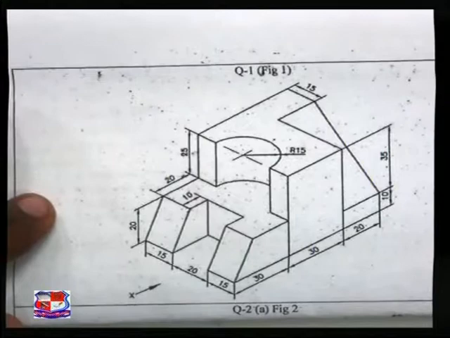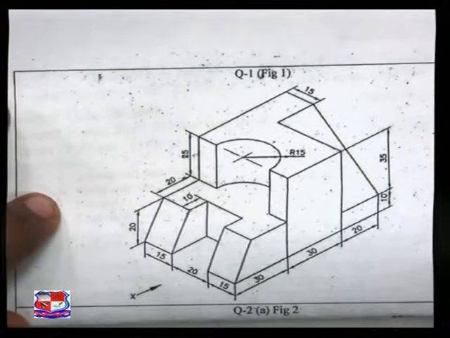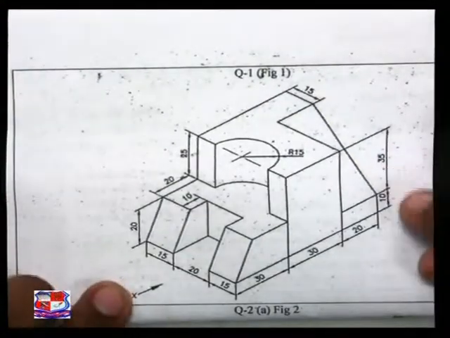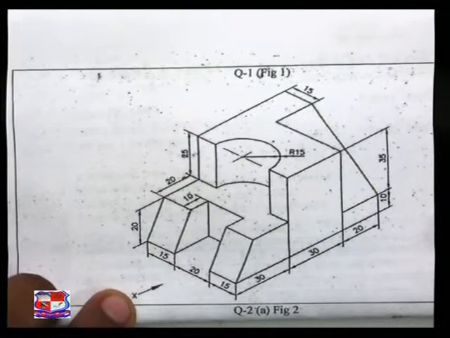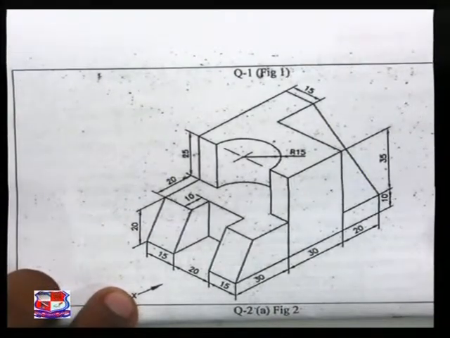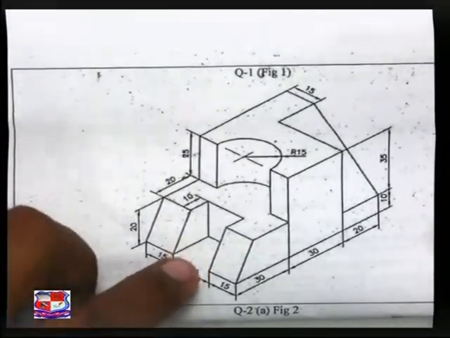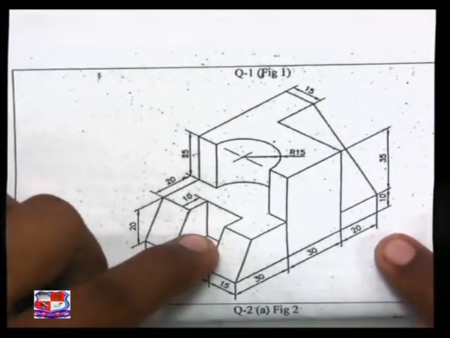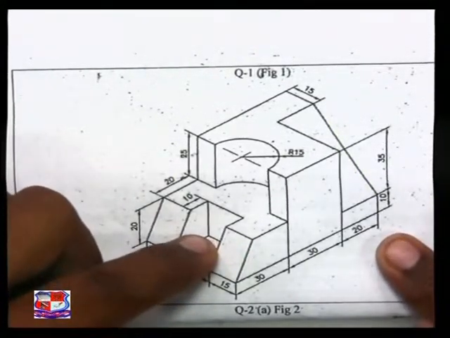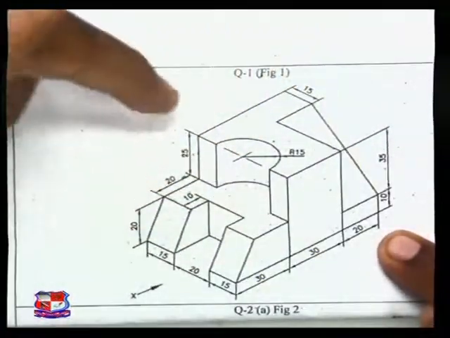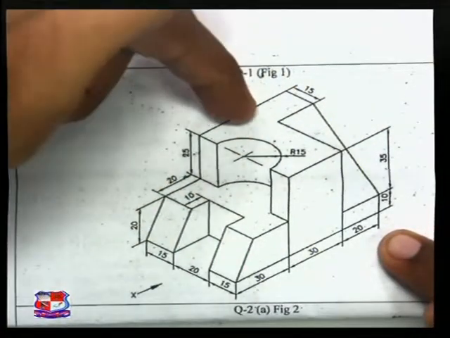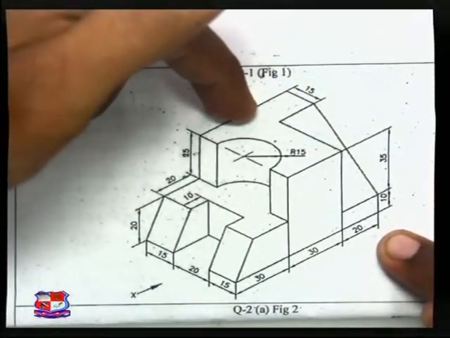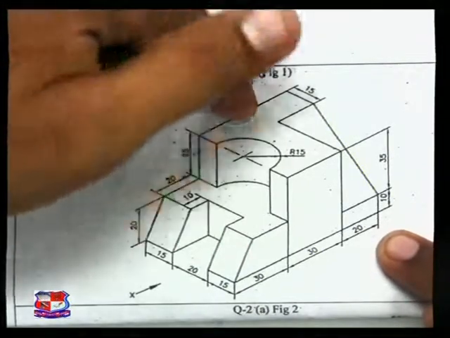This is the picture given. Now here as you can see, an arrow is given named X. From this direction it would be elevation. This would be right hand side view. This would be top view. We have to do these 3 views in the first angle method.